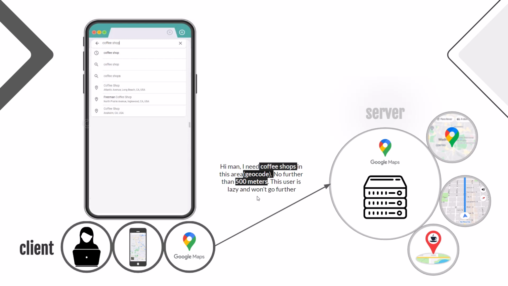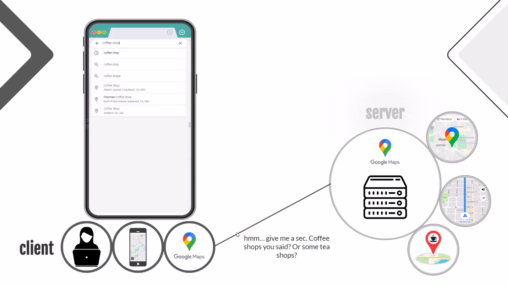So, the Google Maps app sent a question, a request. I need coffee shops in this area, no further than 500 meters. This user is lazy and won't go further. Or something like that. The server receives the request. And as we said, there is a server program. Its main functionality is to accept requests from the client, do some magic and send answers, the response with the service data, back to clients. In our case, magic is take data, coffee shops, geocode and limit 500 meters. Most likely run a query in the DB and find this data. And then send a response back to the client, Google Maps app.